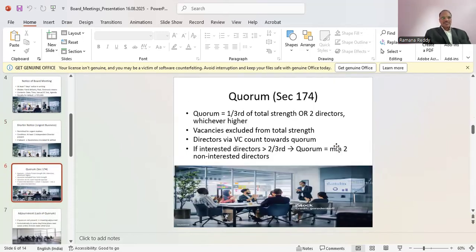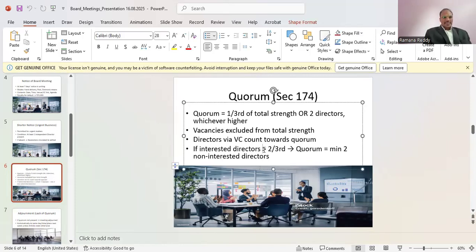This is Section 174. The quorum is 1/3 of the total strength, or 2 directors, whichever is higher. Total strength excludes vacancies, so if there are any vacancies, we have to exclude them for calculating that. Any fraction in calculations is rounded off to 1. Directors participating via video conference or audio visual means, AVM, count toward the quorum.